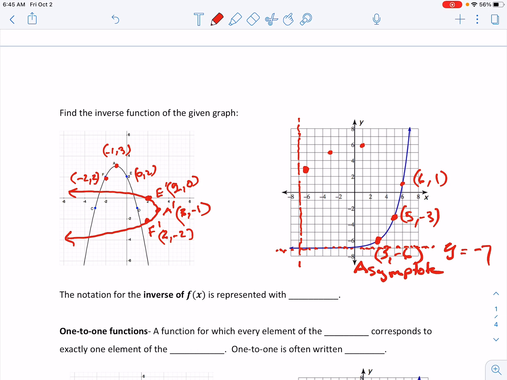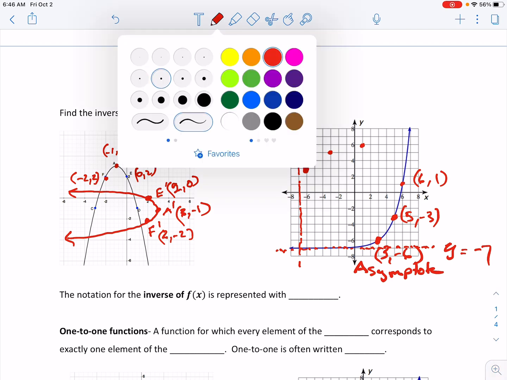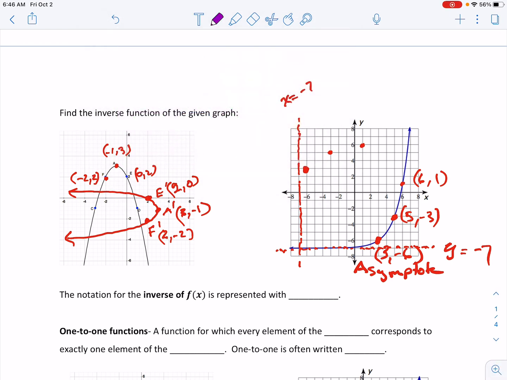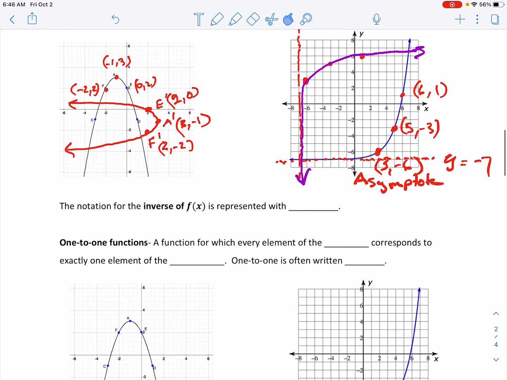Right, an asymptote would be this boundary line, this force field that the function approaches, gets really close to. So if the original had an asymptote at y equals negative 7, then the inverse will have an asymptote at x equals negative 7. And our inverse function will follow this asymptote up, hit our points. We'll have something like that.